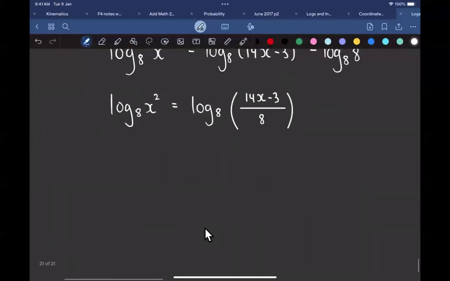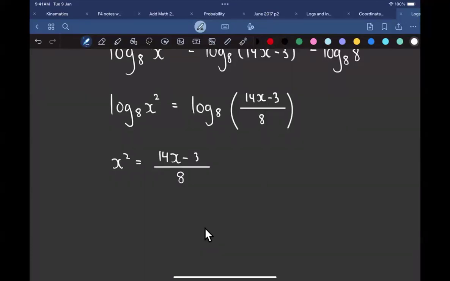Right. Simple. So, Aliyah, if I drop off the log base 8, what would I remain with? X squared is equal to 14x minus 3 over 8. One more time? X squared is equal to 14x minus 3 over 8. Yep. Handle that skillfully.